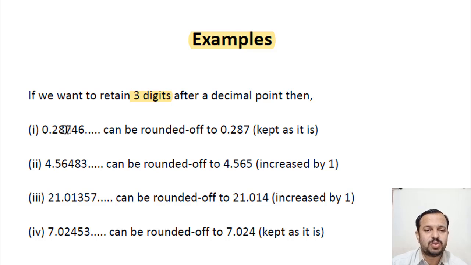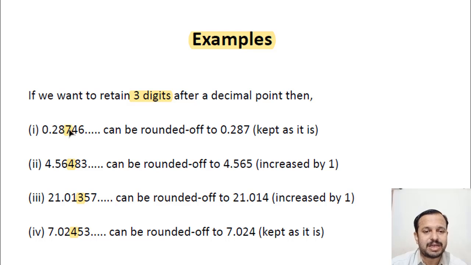So here we want to stay up to here, and in this case up to here, and in this number we want to stop at this particular point. That is, only 3 digits after the decimal point: first digit, second digit, third digit. So we want to stop here. Now how to do this job? First of all, this is the last digit, the digit we want to retain. At this place we want to stop.